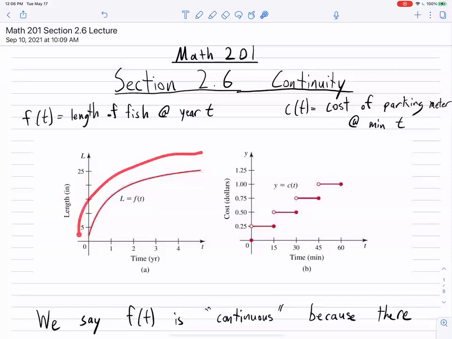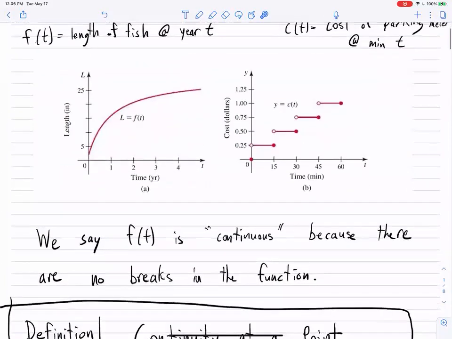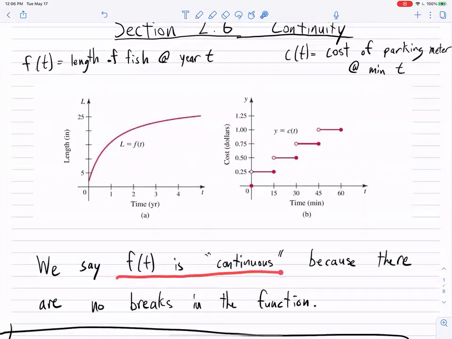And so this property right here, this continuity or being continuous of a function, is a very nice property. And it's something we're going to discover tells us a lot about limits. This property over here of being discontinuous, or discrete sometimes is what they'll call it. A lot of functions act this way, but it turns out that they don't have all the nice properties that a continuous function over here has. And so we say f of t is continuous because there are no breaks in the function.